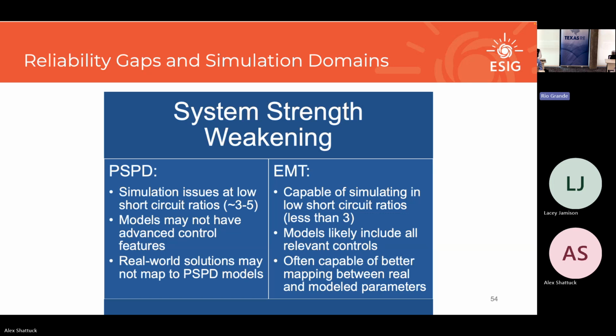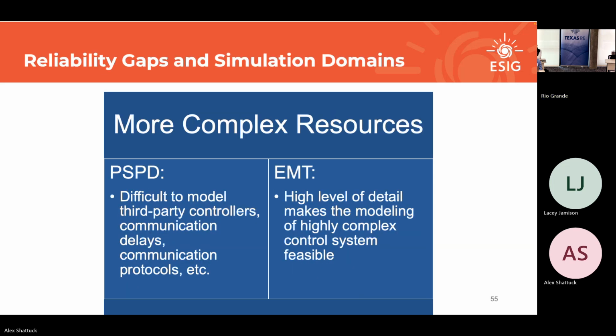We haven't found it yet. So, below 3 is what was a really good use case. They often contain all the relevant controls by virtue of the fact that most manufacturers throw all their information into the EMT model, and there is much better mapping and capability for putting those things into the real world from the simulation world. The complexity of resources, I touched on it a little bit.